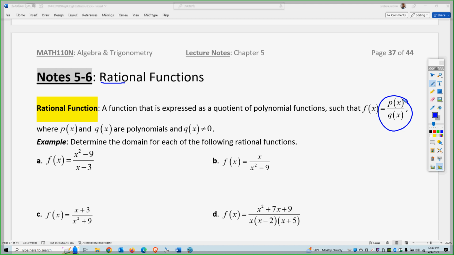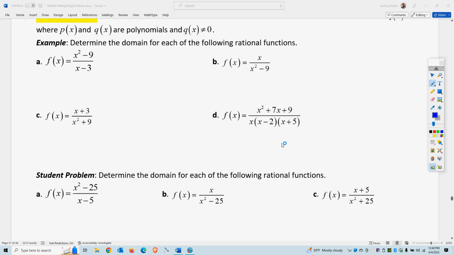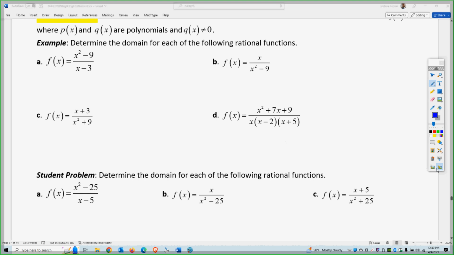One caveat with rational functions is if the denominator is 0, you're going to have a domain break, because we know from basic arithmetic you can't divide by 0. So there's going to be some breaks in the graph, and those breaks will vary in type. If we determine the domain of each of these functions, it's basically where the denominator cannot equal 0. So if I add 3, x cannot equal 3, essentially.